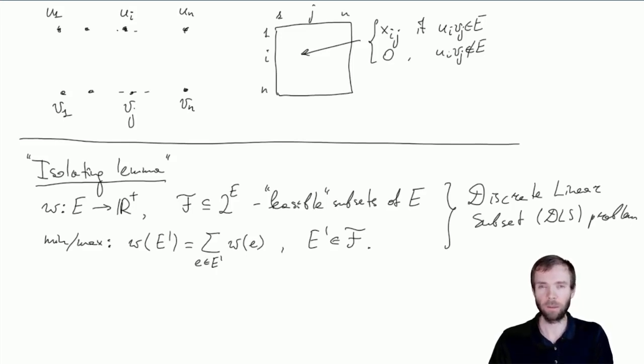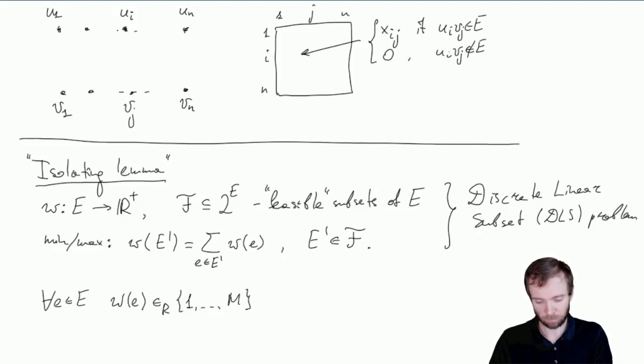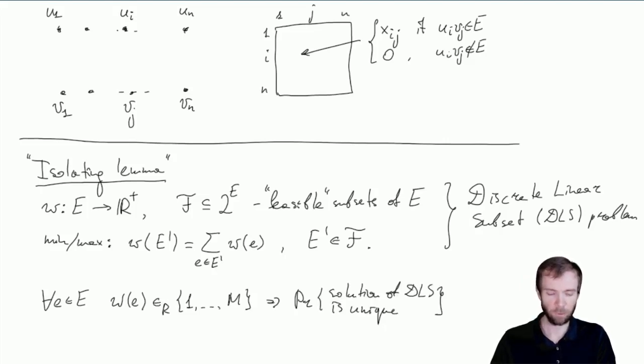So let's assume that our weight function is random, so that for every element of the set E, its weight is taken at random, for instance from the weights 1 to some number capital M. This actually is not that important, we just assume this for simplicity of notation currently. Then the lemma states that the probability of uniqueness of the solution of the DLS problem can be bounded from below by ((M-1)/M) to the power of the cardinality of E.